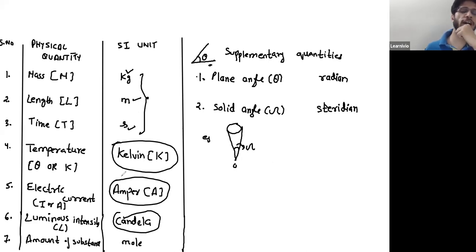Quantities which are based on the name of a scientist start with a capital letter. Otherwise, they start with a small letter. Kelvin is the name of a scientist. That's why it is capital K. But meter is not the name of anyone. That's why it starts with a small letter. Ampere is the name of a scientist. That's why it starts with capital A. But seconds is not the name of any scientist. Starts with small s. So units named after a scientist start with a capital letter.